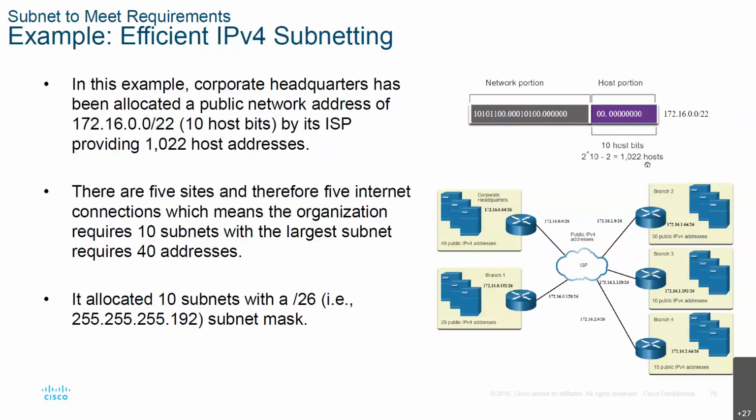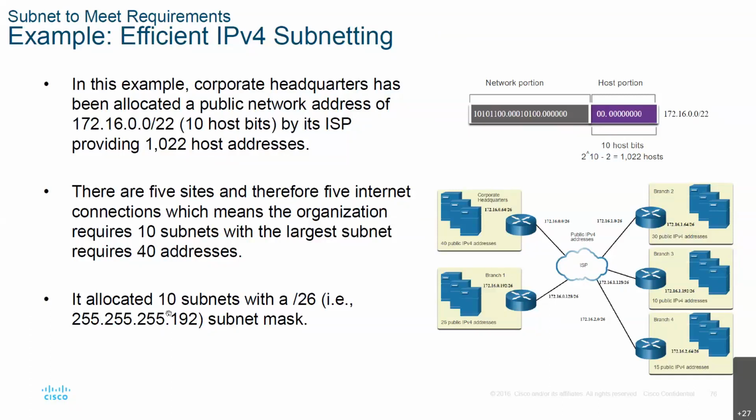Okay, now this IP address has been given to us by our internet service provider. What we have to do is take this IP address and divide it into 10 separate subnets. Why? Because in our company, we have 5 sites and 5 internet connections. 1, 2, 3, 4, 5, 6, 7, 8, 9, 10. Remember, from this router to the ISP is also one network. So 10 subnets.